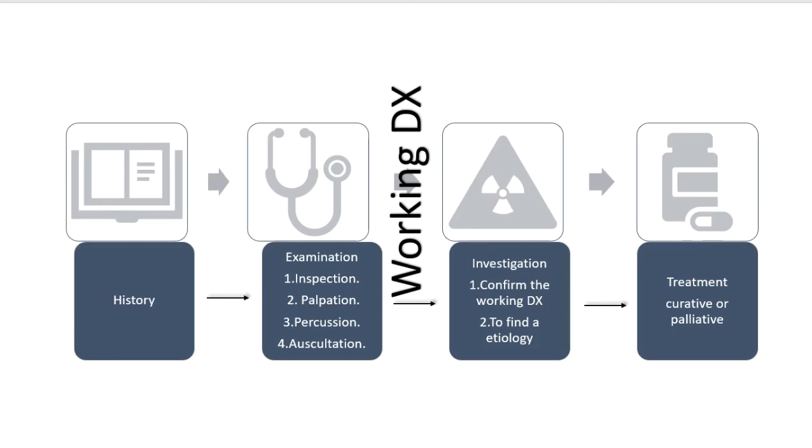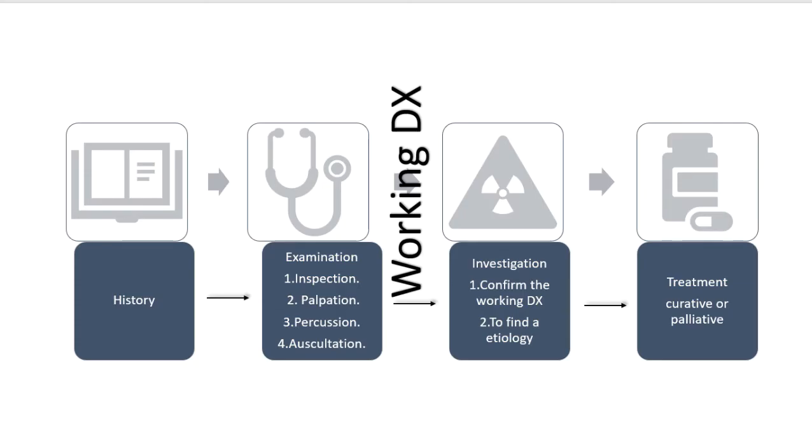Then the next step will be examination. What is examination? There are four things you do in examination. You inspect, you see with your eyes. You palpate, which means you touch the patient and see. You percuss, and then you auscultate with the stethoscope. You can auscultate the lungs, you can auscultate the heart. This is not the focus of this lecture. I will teach you about examination techniques in another separate lecture. Today our topic is history taking.